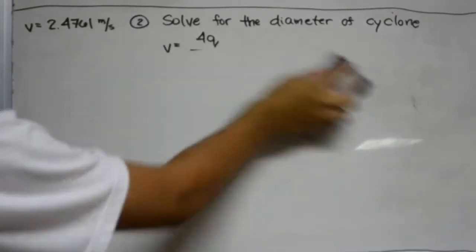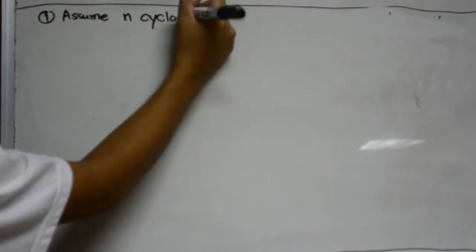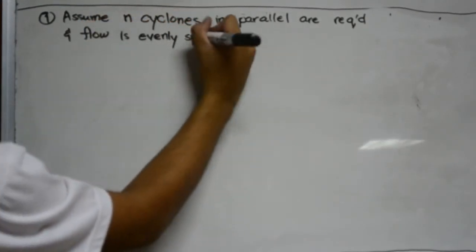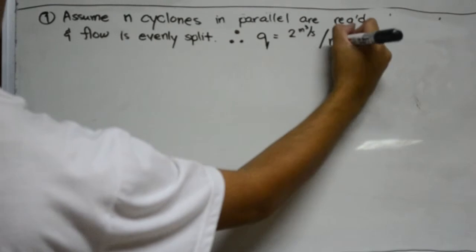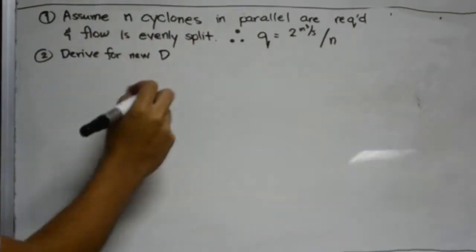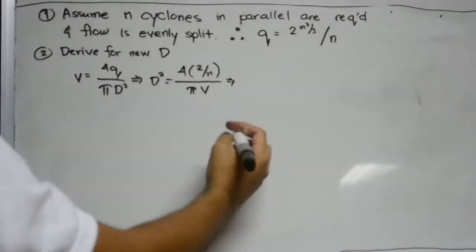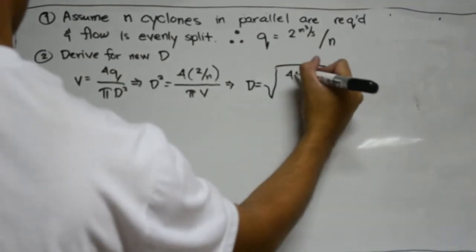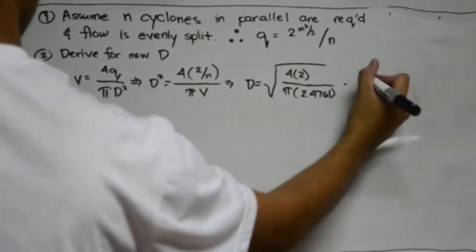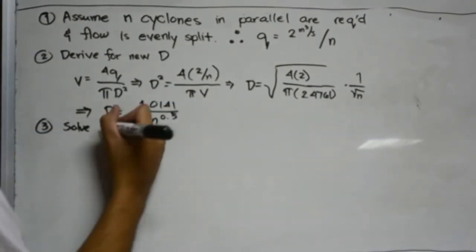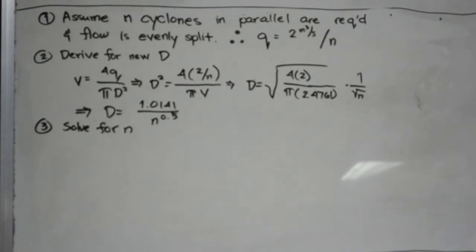Let's erase the board to give space for solutions. We can assume that there are N number of cyclones in parallel required, and therefore the flow is evenly split. And since it is evenly split, we can say that the individual gas flow rate is equal to the overall gas flow rate, which is 2 cubic meters per second, over the N number of cyclones. We then derive for the new diameter of the cyclone by using the formula again, V is equal to 4Q over pi times D squared, and we are going to use the same characteristic velocity, however, this time, for Q is equal to 2 over N.